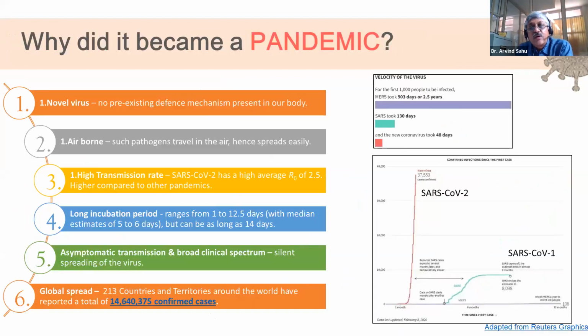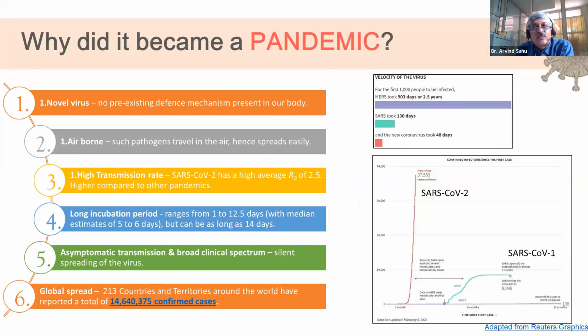So the question obviously is why this disease really became a pandemic. Coronaviruses are there, they are zoonotic viruses, they do jump and have been jumping, and we know earlier MERS and SARS-CoV-1, and also there are seasonal coronaviruses which you see in Hong Kong.